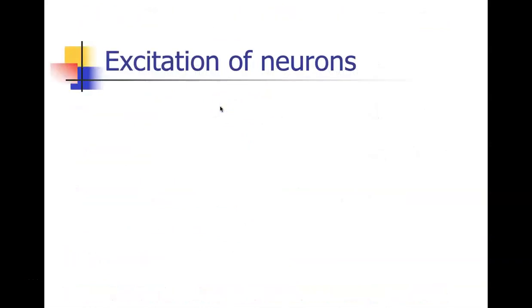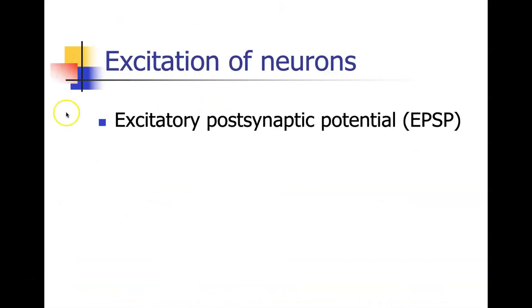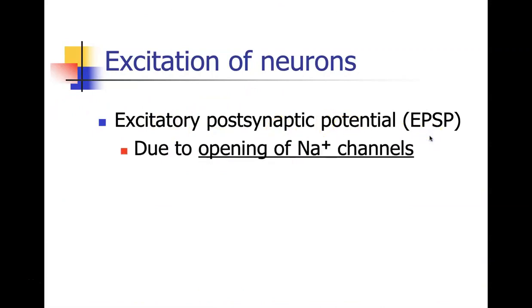Okay, so how do we excite a neuron? Well, if we're going to excite a neuron, we need to create an excitatory postsynaptic potential called an EPSP. We can do this by increasing the membrane potential of our postsynaptic cell, and we're going to do that by opening sodium channels. Remember, you open a sodium channel, sodium is going to rush into your cell, increasing membrane potential. This is going to make our cell more likely to fire.